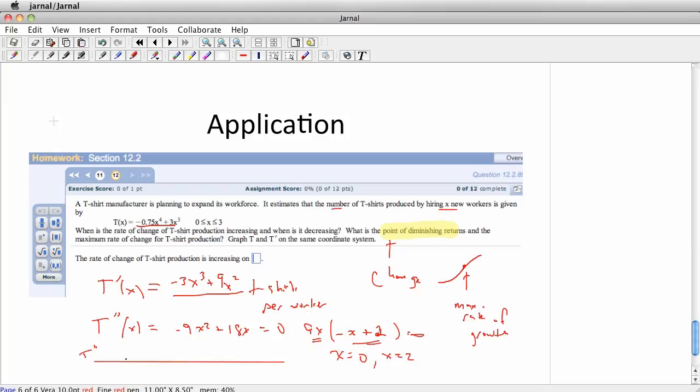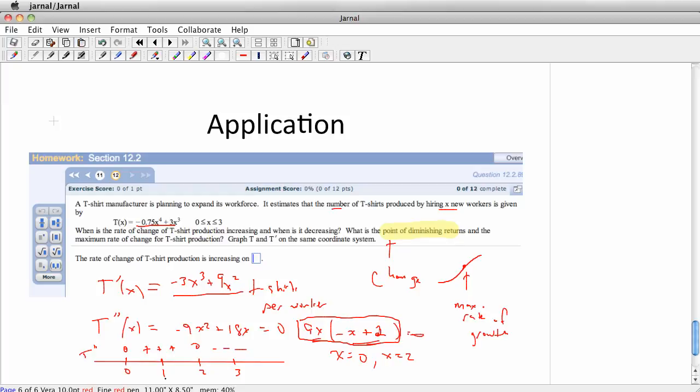So I'd plot those on here. Since this is an application problem, it's worth noticing that 0 is not really a possibility. If you had no workers, you would have no production, so that's not really worth worrying about. And certainly there's no such thing as negative workers, so we don't have to sample over here to the left. So the only thing I need to sample is here at 1 and over here at 3. Again, I'm putting these into my second derivative formula. If I put 1 in for x, I'll get 9 times 1, which is positive. And if I put 3 in for x, I'll get 27 times negative 1, so that's negative.